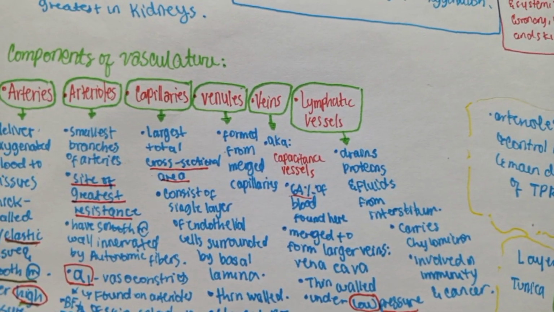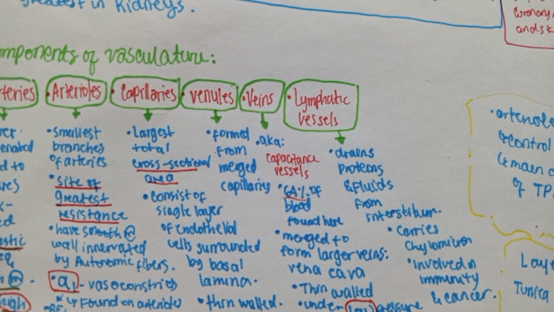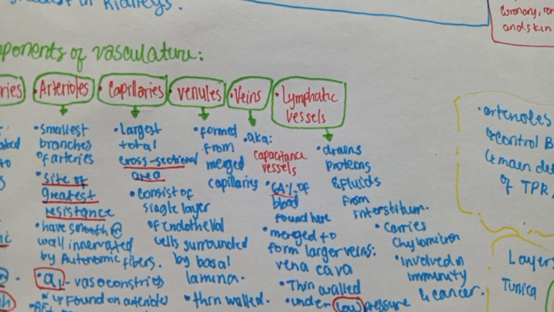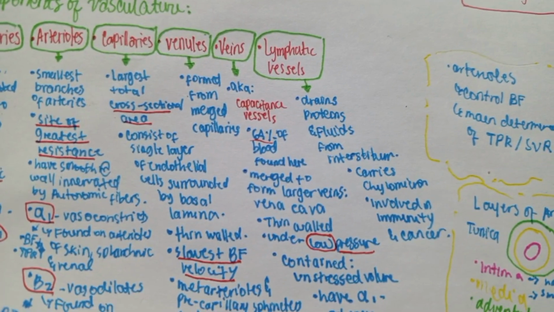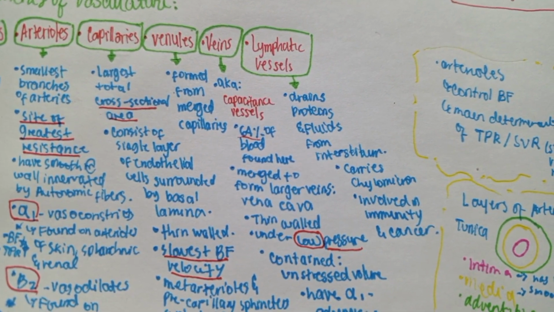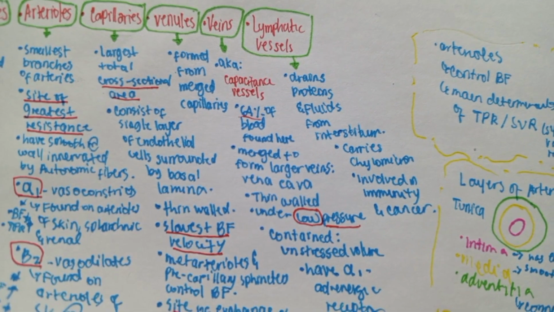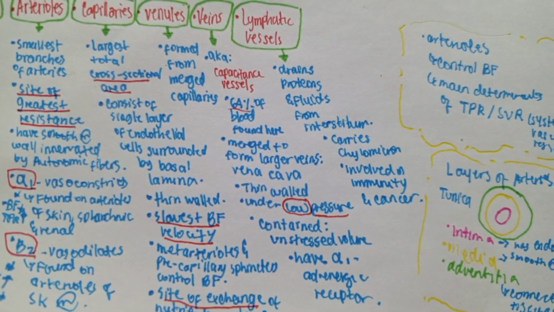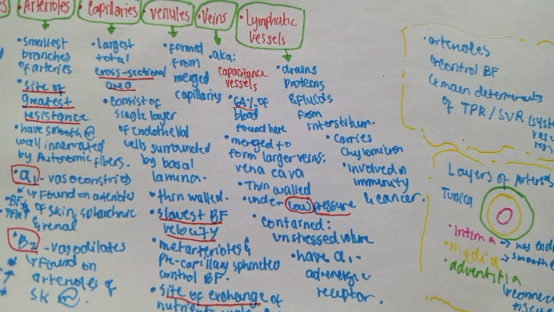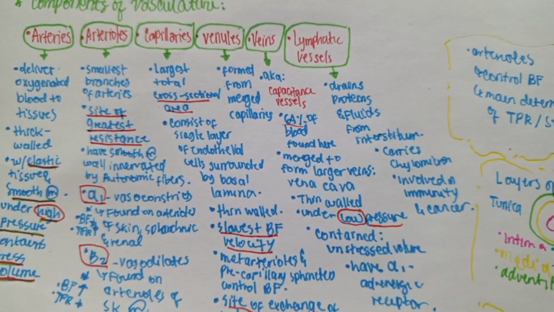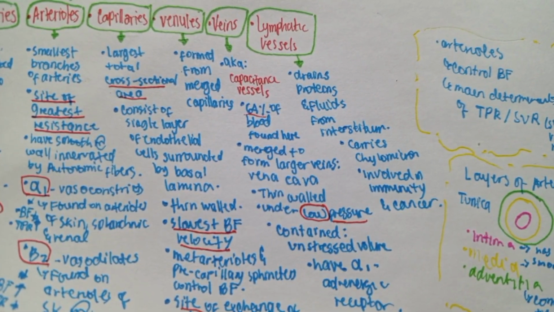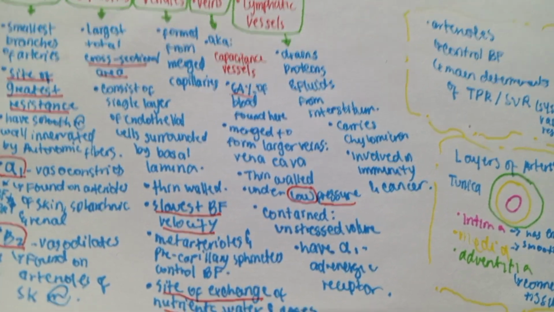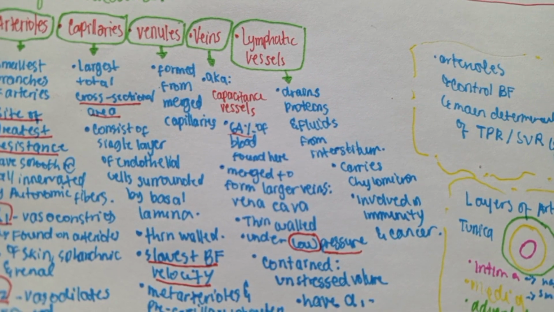So these form from the merged capillaries. Another one is the veins, also known as the capacitance vessels, and 64% of blood is found here. And they merge to form larger veins, such as the vena cava, which is thin-walled, and it works under low pressure. Unlike the arteries, which are under high pressure. So these veins contain unstressed volume, contrary to the arteries, which contain stressed volume. So in veins, it's unstressed volume, and it has alpha-1 adrenergic receptors. So that's the veins, also known as capacitance vessels.